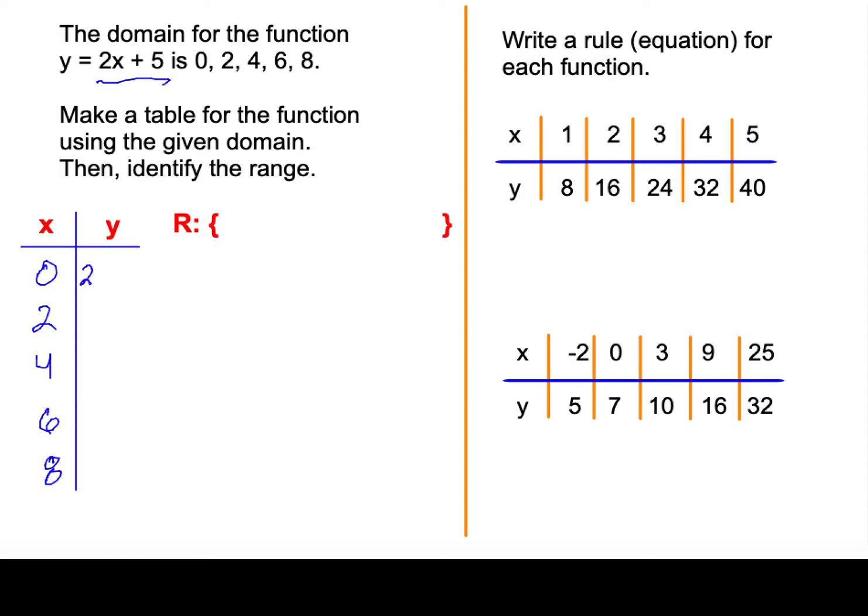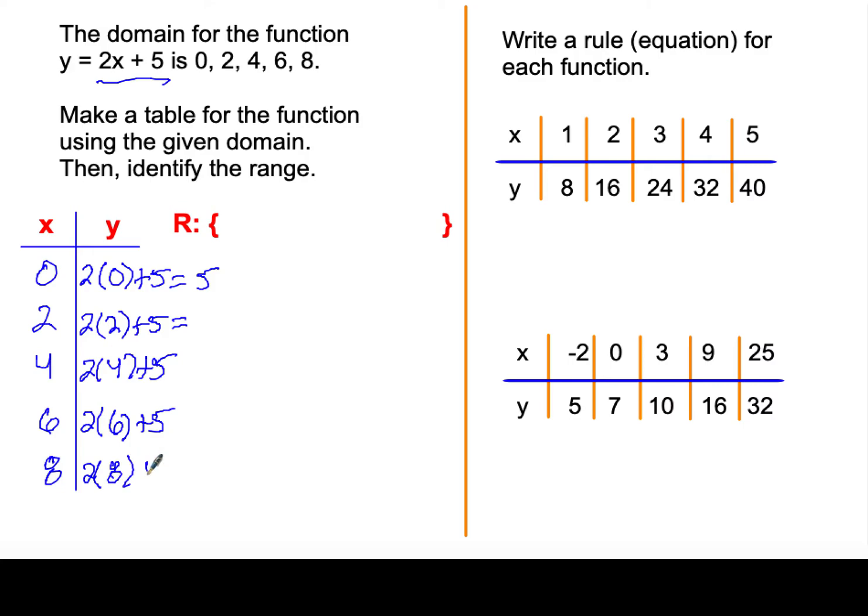So let's start with 2 times 0 plus 5 is going to come out to 5, which means 5 is also a member of my range, but I'm going to wait until I see all the rest of the members before I list it off. I'd like to list low to high. So let's see what happens with the rest of my answers. So again, 2 times x, but x is going to be 2. We also want to do 2 times 4 plus 5. We're going to do 2 times 6 plus 5. And we're going to do 2 times 8 plus 5.